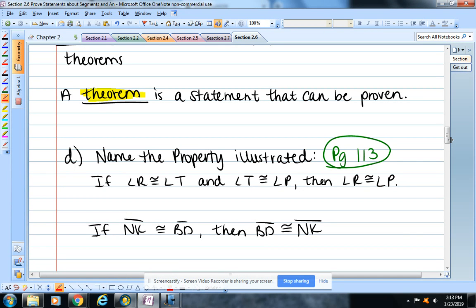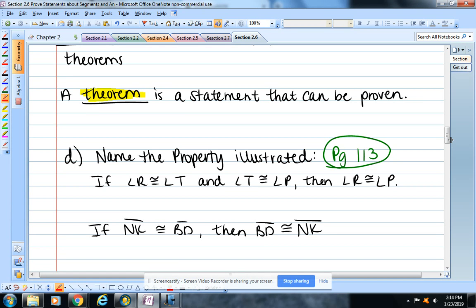Reflexive means anything can be equal to itself. Symmetric means you can swap the order. Transitive means if two things equal the same thing, then they equal each other. Okay? So here's two examples right here, and they've got some symbols in them. And I told you on our quiz, we're going to have to know our symbols.